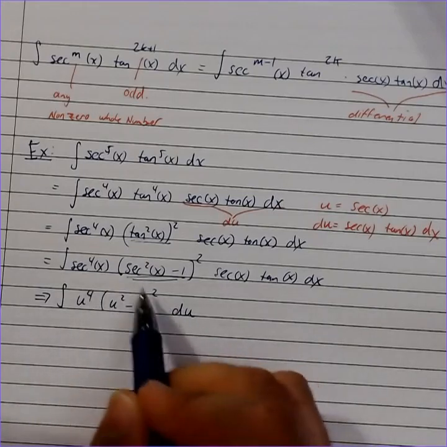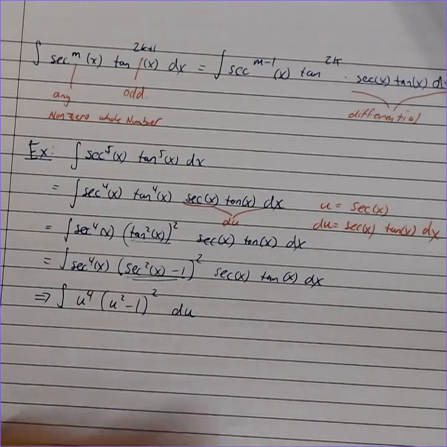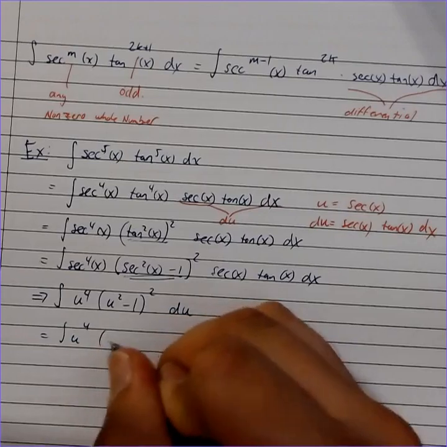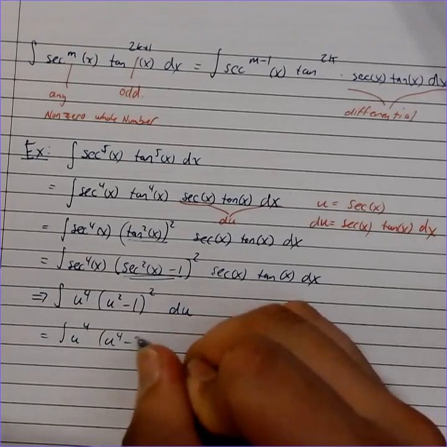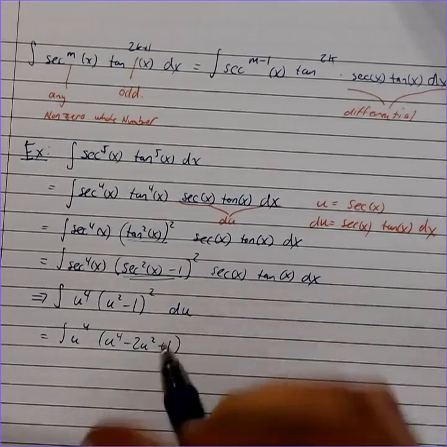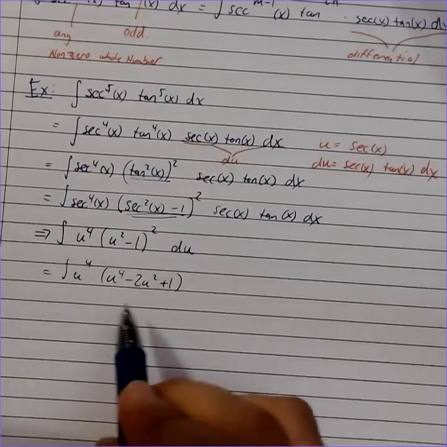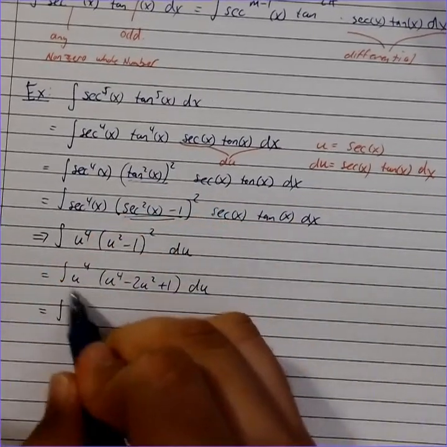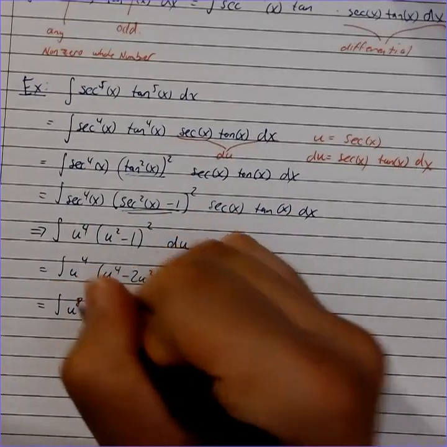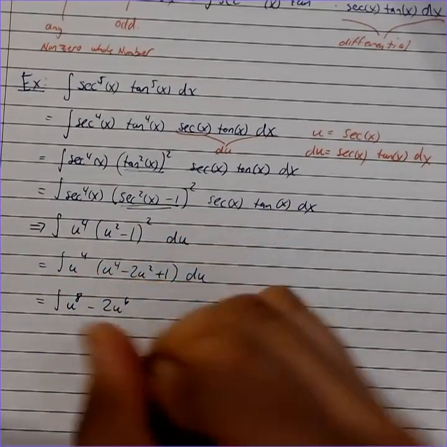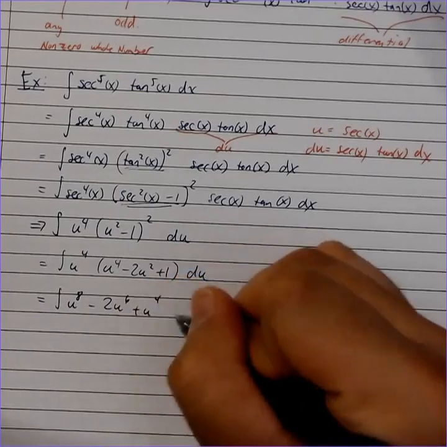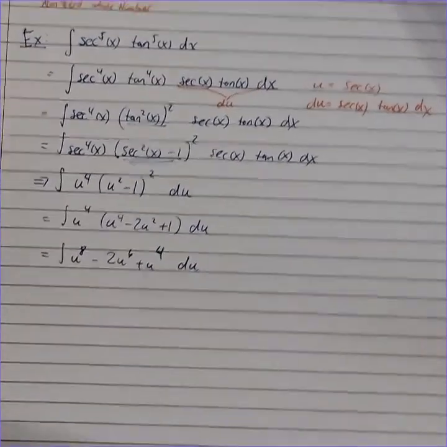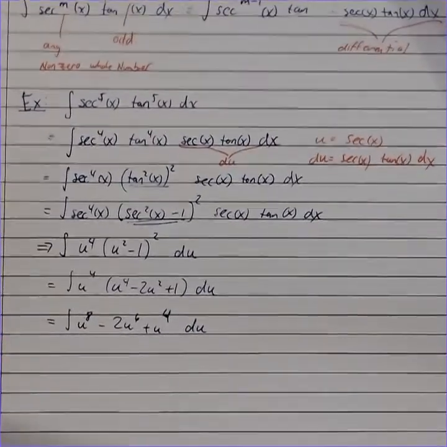This is nice, but can be made nicer if we distribute to give us a nice looking polynomial. We can write this as u to the 4th times u to the 4th minus 2u squared plus 1. Just went ahead and squared that. And then distribute that u to the 4th, and that'll give us the integral of u to the 8th minus 2u to the 6th plus u to the 4th du. And now that's polynomial in nature, which means this problem should be nice and simple.